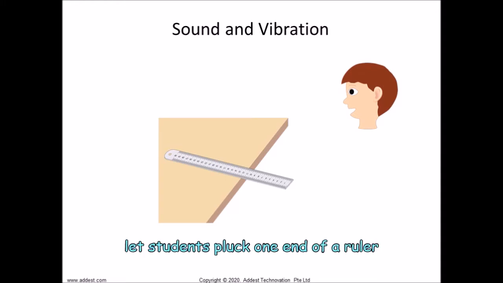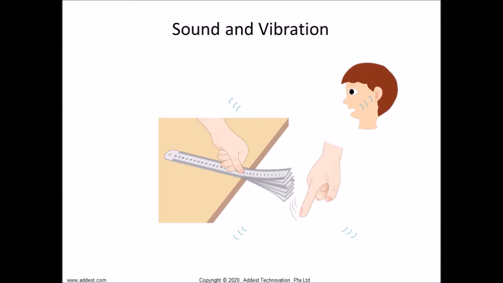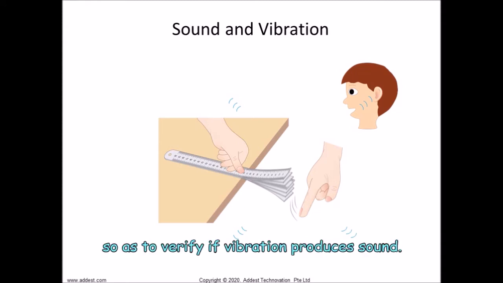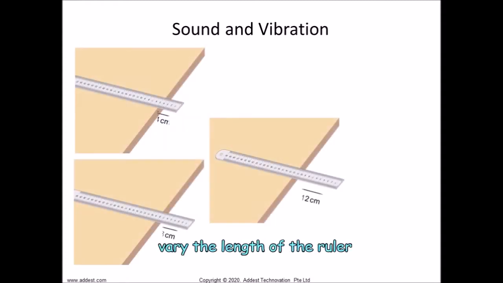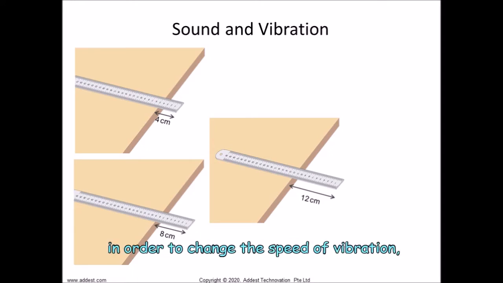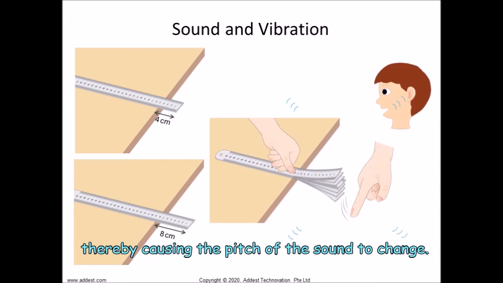Particularly, let students plug one end of a ruler that extends from the tabletop to make it vibrate, so as to verify if vibration produces sound. Furthermore, vary the length of the ruler extending from the tabletop in order to change the speed of vibration, thereby causing the pitch of the sound to change.